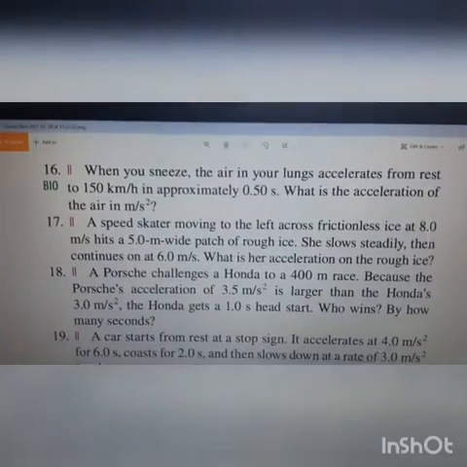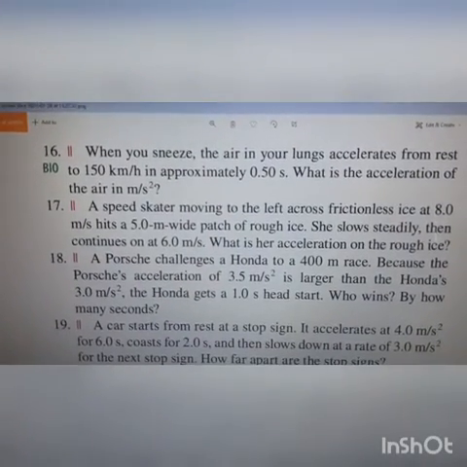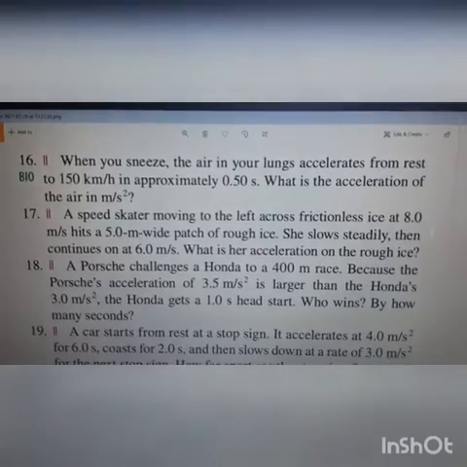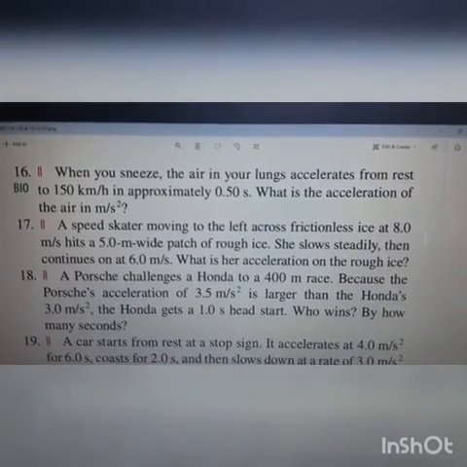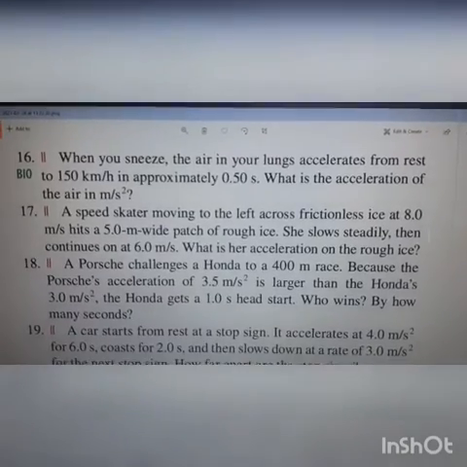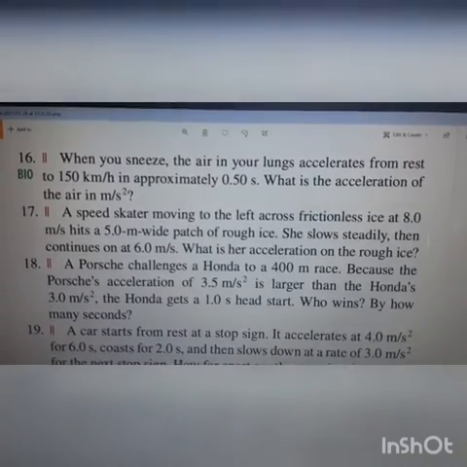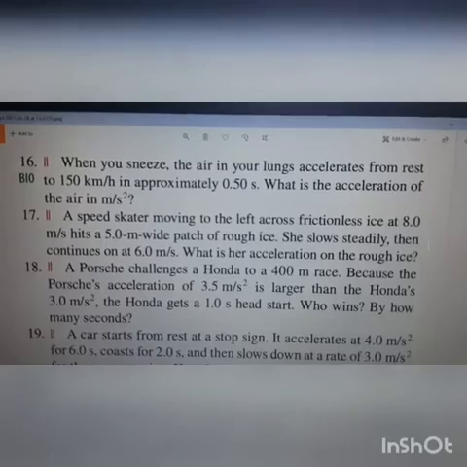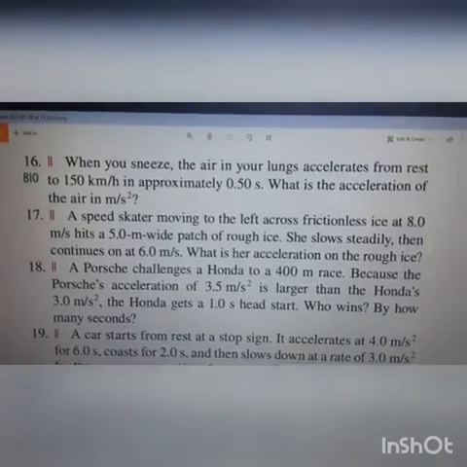Okay, our first exercise is 16. When you sneeze, the air in your lungs accelerates from rest to 150 km per hour in approximately 0.5 seconds. What is the acceleration of the air in meter per second squared? Okay, let's solve.